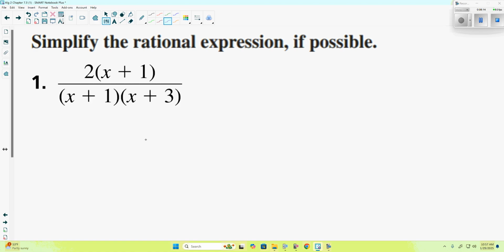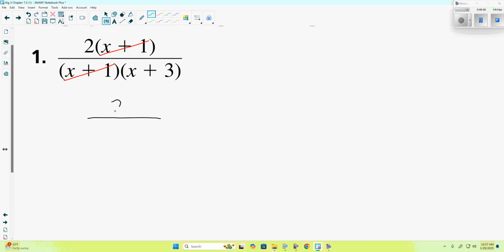All right. Let's look at this one here. So we have 2 times x plus 1 over x plus 1 times x plus 3. What's in common on top and bottom? X plus 1. So the x plus 1 on top and bottom would reduce, leaving us what on top? 2. What on bottom? X plus 3, because our x plus 1 and x plus 1 simplify out, leaving us with 2 over x plus 3.